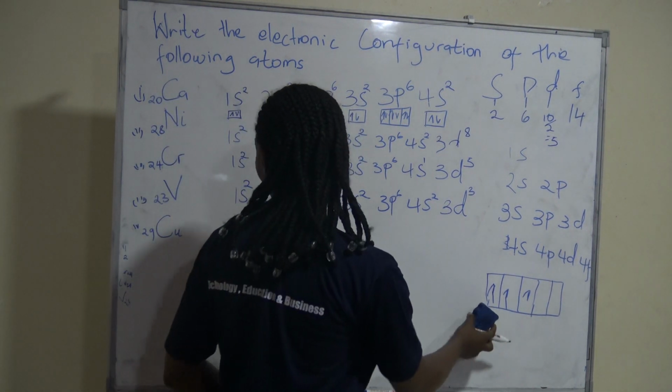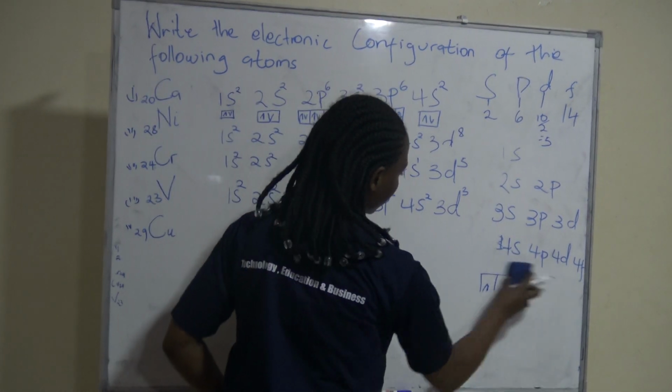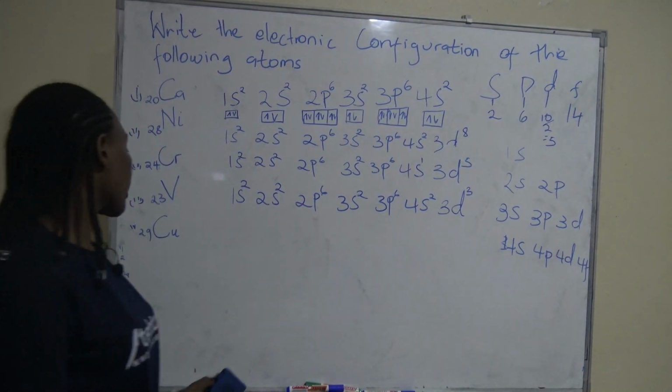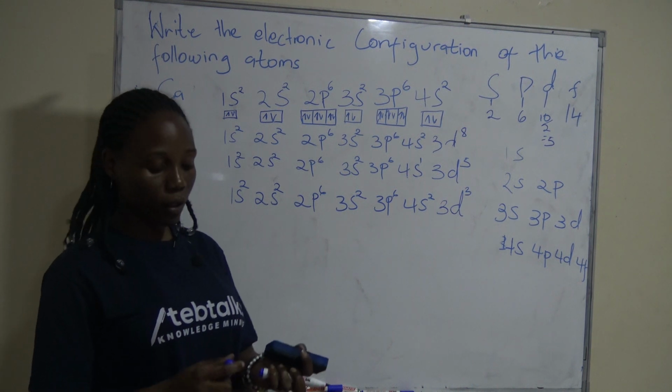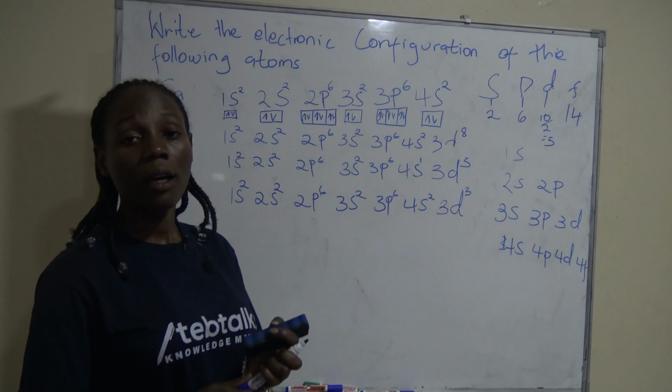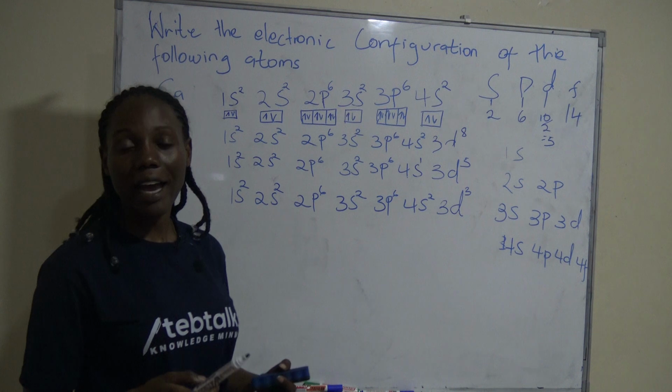Good. We move on to the electronic configuration of copper. And copper has 29 electrons.